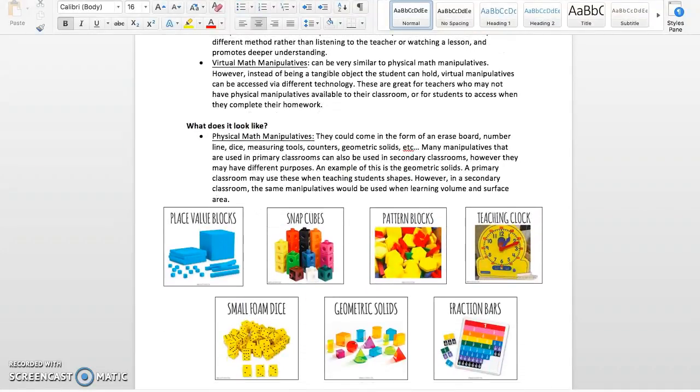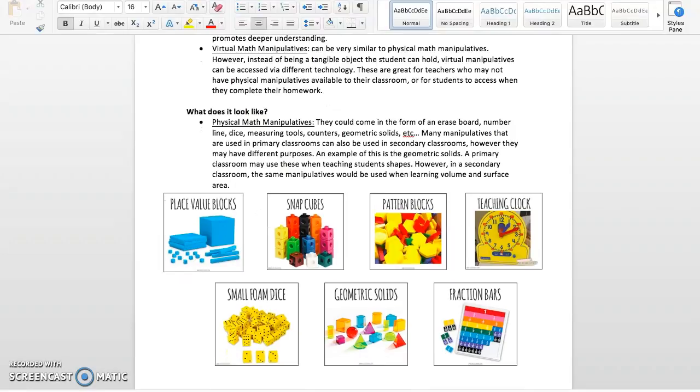And then what does it look like? Physical math manipulatives could come in any form, such as an erase board, a number line, dice, measuring tools, counters, just so many things, way more than are listed right here. And many that are used in primary classrooms can also be used in secondary classrooms. It really just depends on the purpose.